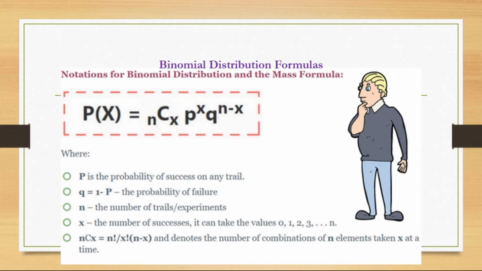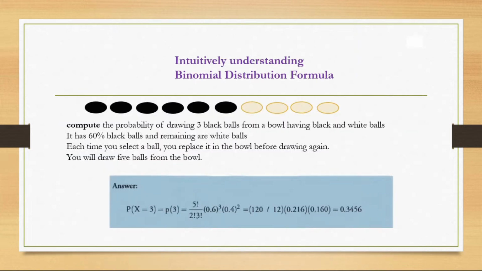Number of trials is commonly represented by letter N, and the trials are independent. Number of successes in a series of N trials is commonly represented by letter X. nCx is the number of ways to choose X from N, or, more technically, combinations of N elements taken X at a time. Let's understand this formula in a more intuitive way.